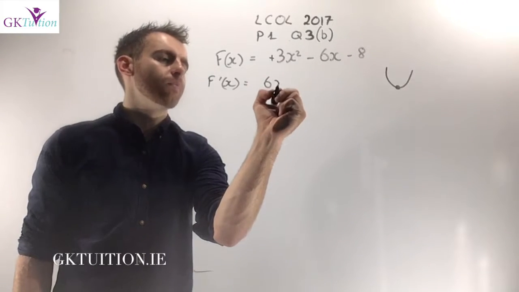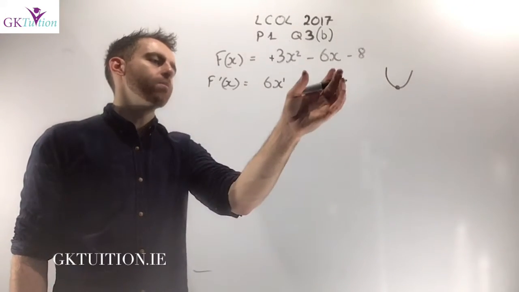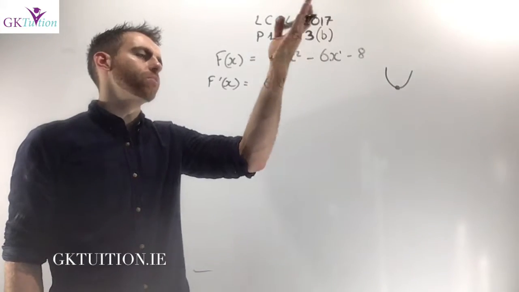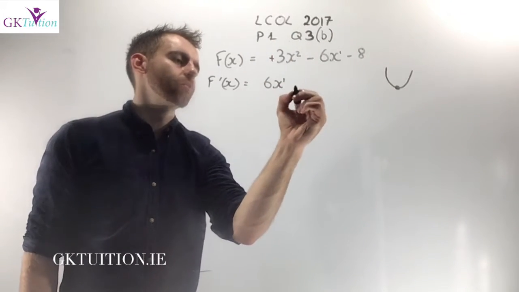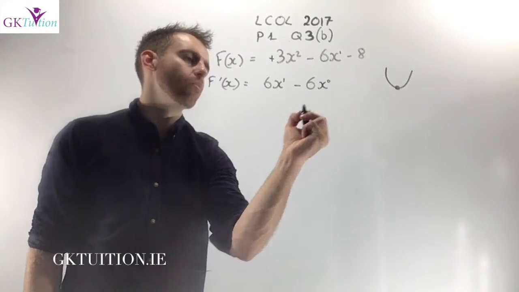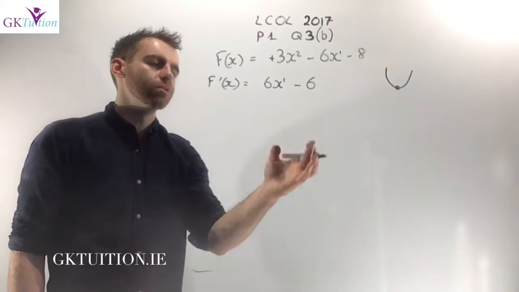And it was an x to the power of 2, so it will now be an x to the power of 1. We do the same thing here. This is minus 6x to the power of 1. So the 1 comes in front, and you get minus 6 times 1 is just minus 6. And then the power of x decreases by 1, so it becomes x to the power of 0. Or in other words, an x to the power of 0, we can just ignore it.